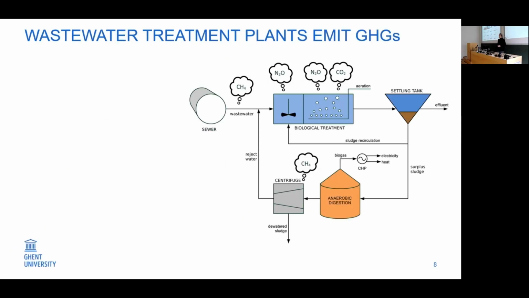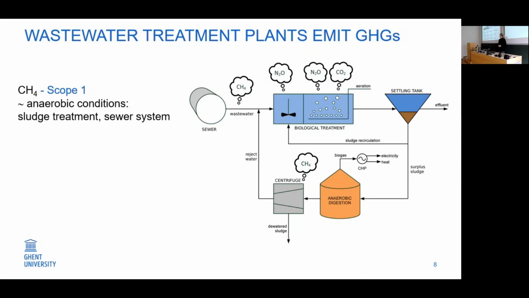For wastewater treatment plants, if we talk about greenhouse gas emissions, we typically look at three different components, being methane, which is a Scope 1 component. Where is methane formed? Methane is formed everywhere where we have anaerobic conditions, such as in the sewer, and it can be formed in the sludge treatment train.